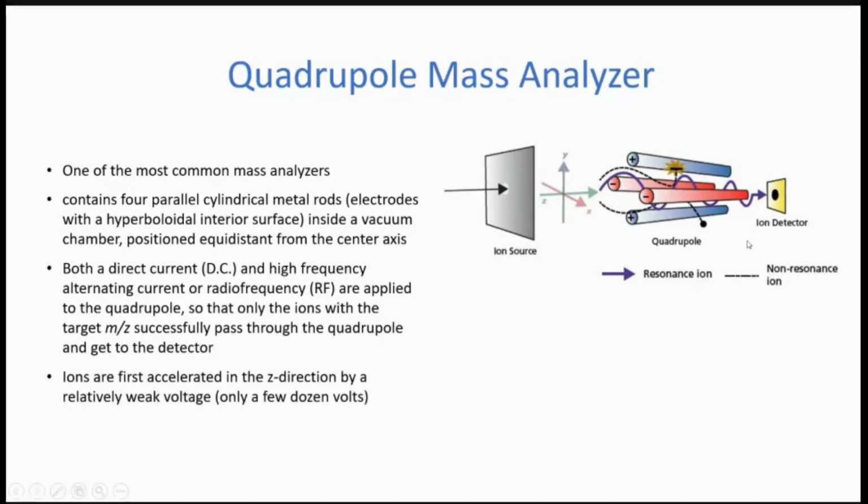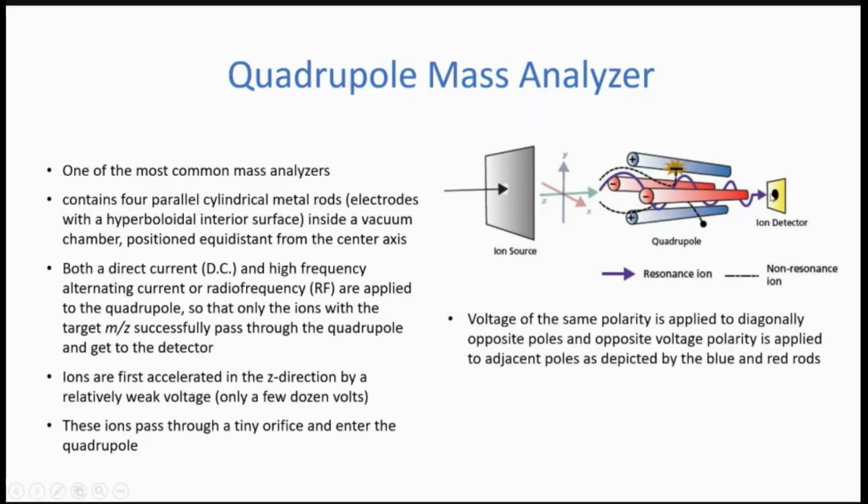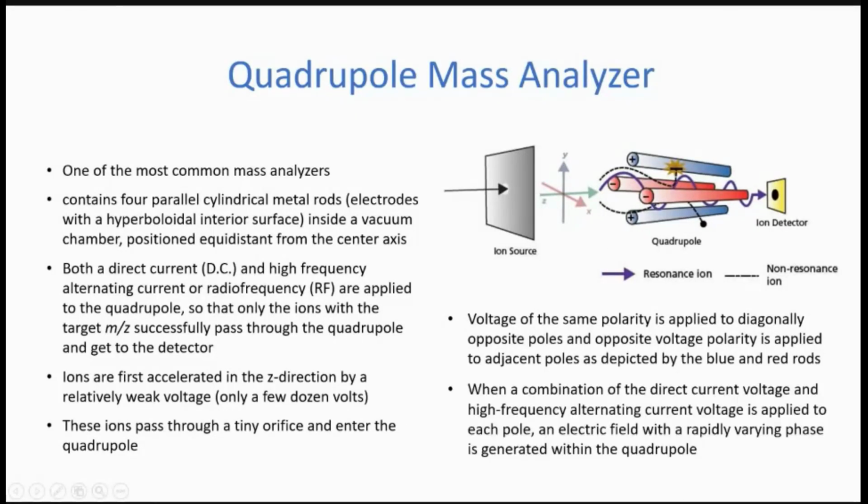And they are first accelerated, or the goal is to accelerate them in the Z direction with a relatively weak voltage. And then they get through this tiny hole at the very end. So usually, like I said, the same type of voltage is applied obliquely opposite or diagonally on the opposite poles. And the combination of the direct voltage and frequency causes these things to move. All right, I already explained that in the first place, and that's what all the little points say.